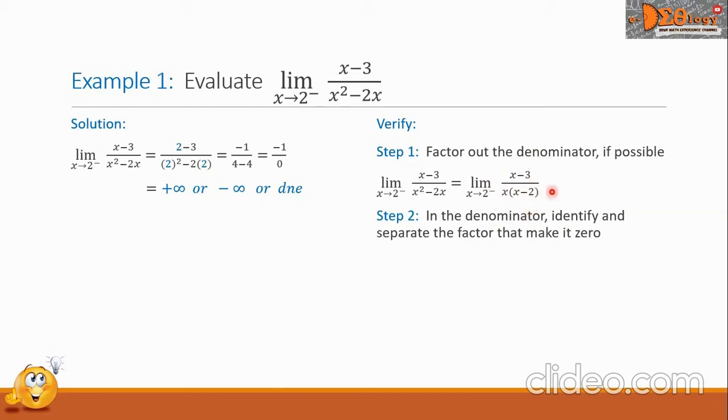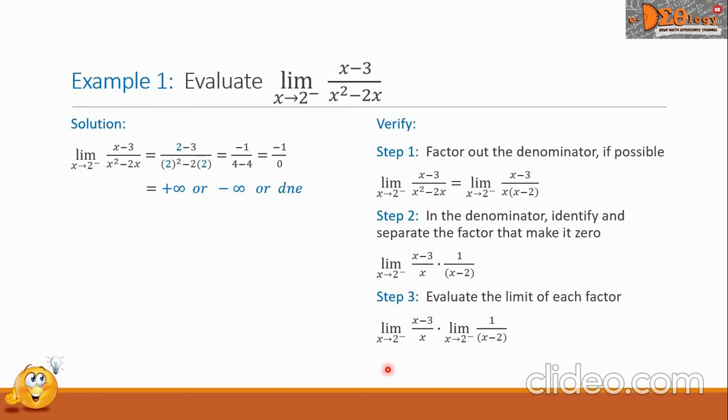We're going to split now our function here into two. The first factor is the x minus 3 over x times 1 all over x minus 2. Step 3, let us evaluate the limit of each factor. So we have now the limit of this factor times the limit of this factor. Evaluating our first limit here, we will have 2 minus 3 over 2 times the limit of the second function. When x approaches 2 from the left side, our limit here comes to negative infinity.